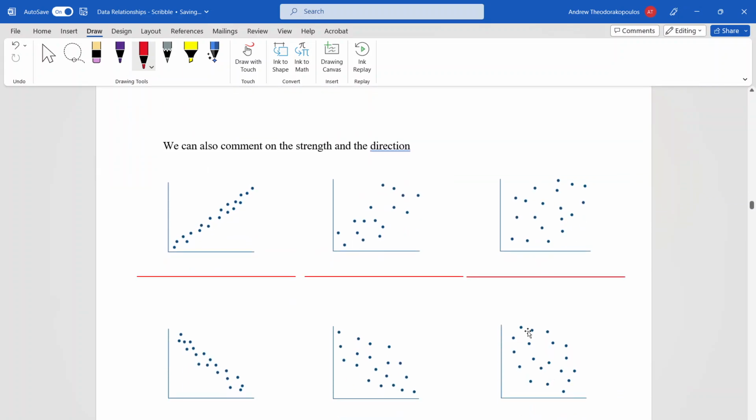So we can comment on two of those things together. We can talk about the strength and the direction. So here we can say that this is a strong positive association.